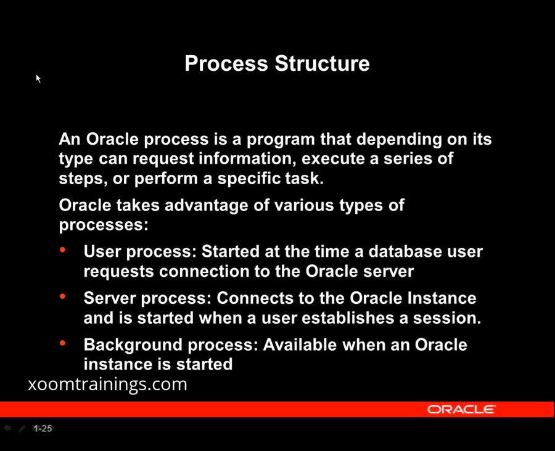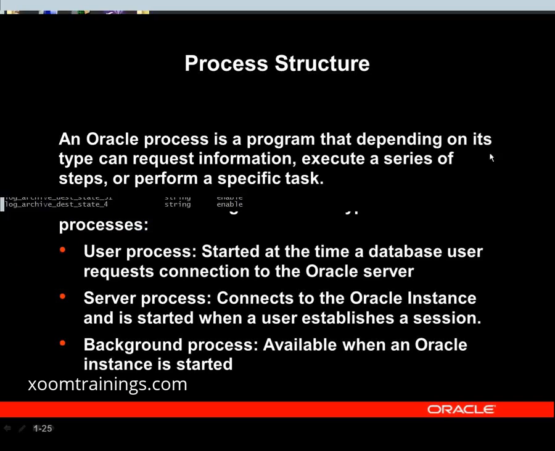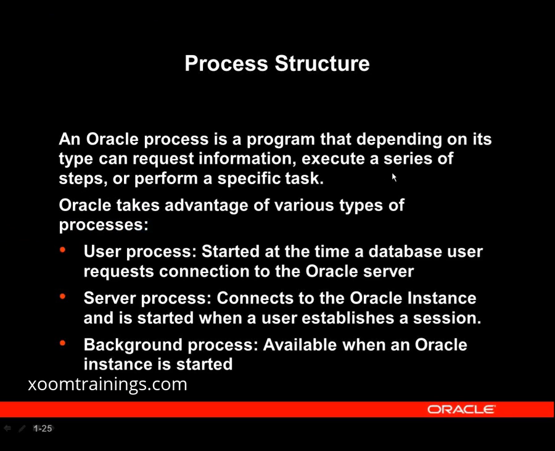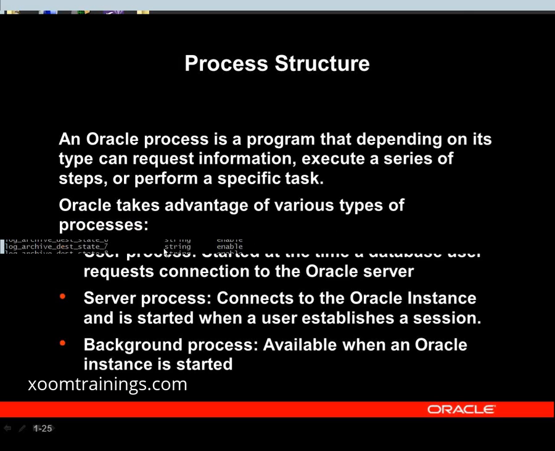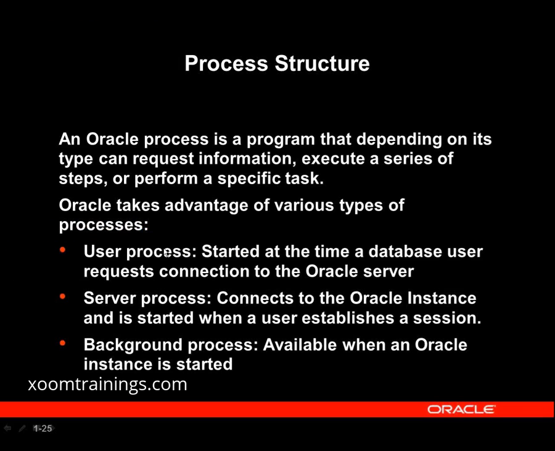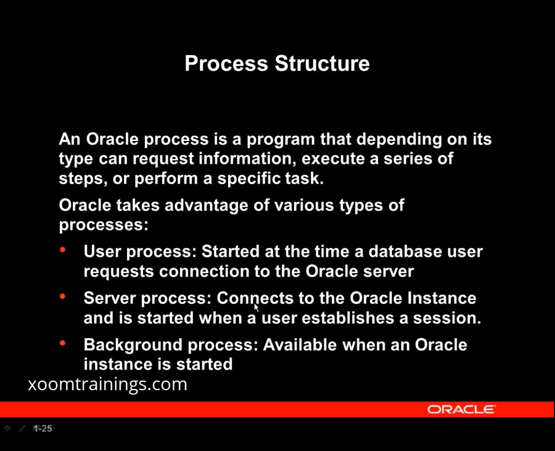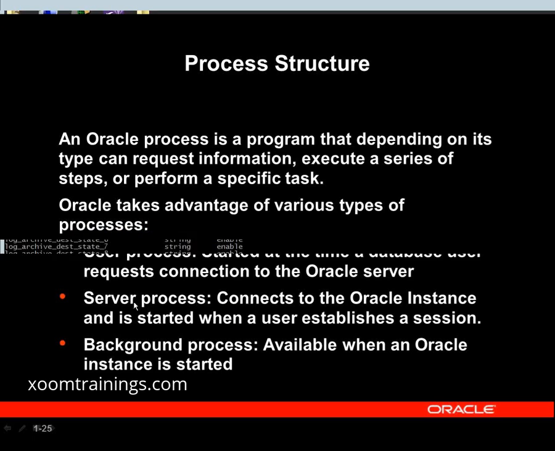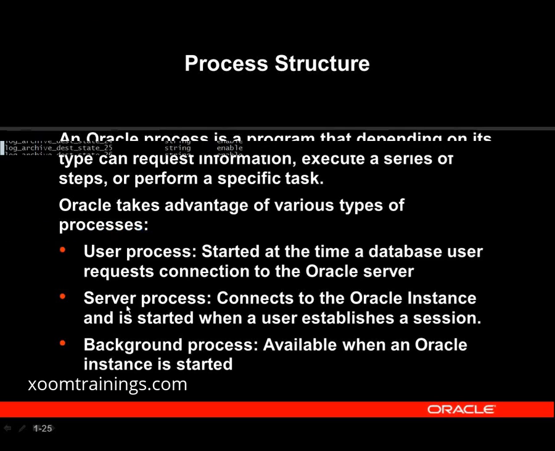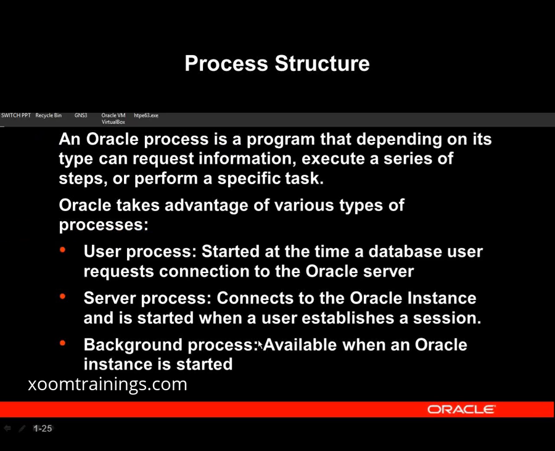An Oracle server process is a program that, depending upon its type, can request information, execute a series of steps, or perform specific tasks. These programs are specified for a specific task, and they work according to that specification. Let's say the user process: its job is to fetch the username and password and send it to the server process. The server process's job is to connect to the Oracle instance, and it is started when a user establishes a session. The server process takes that username and password, or any queries, and fulfills the request generated from the user process.